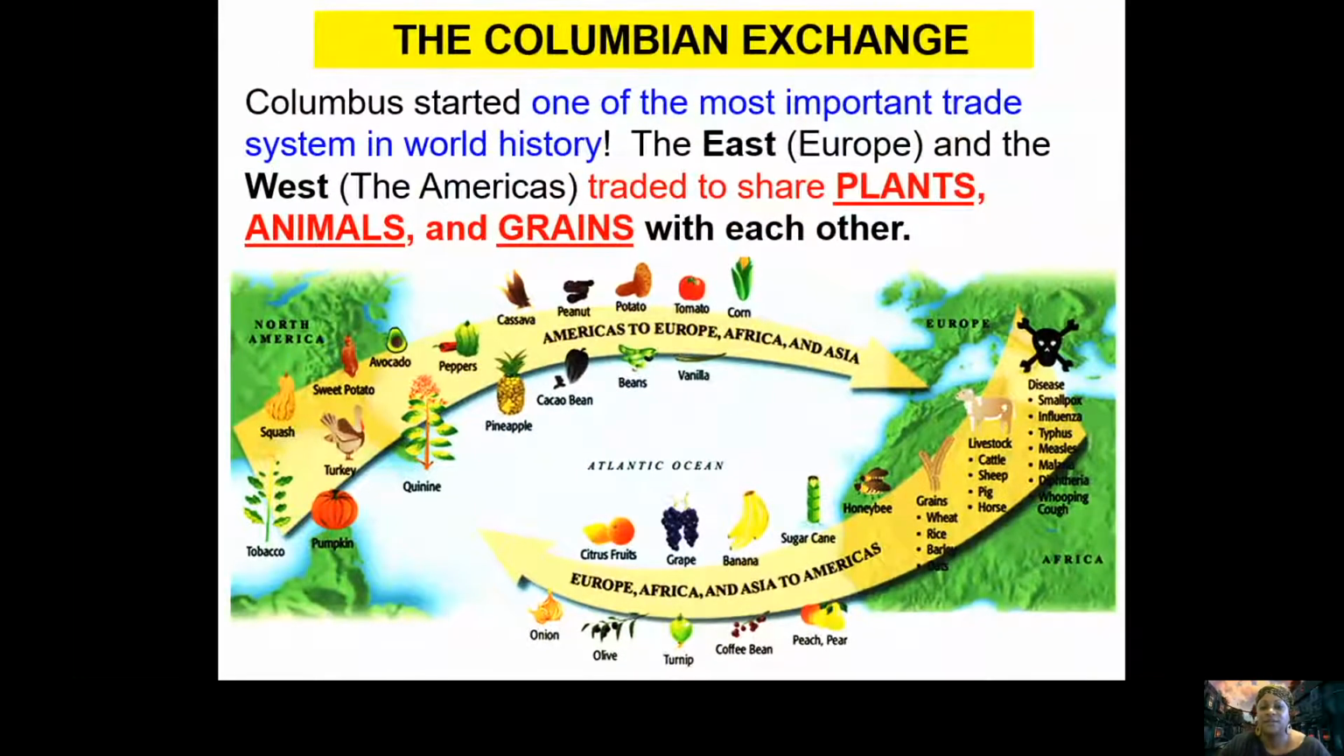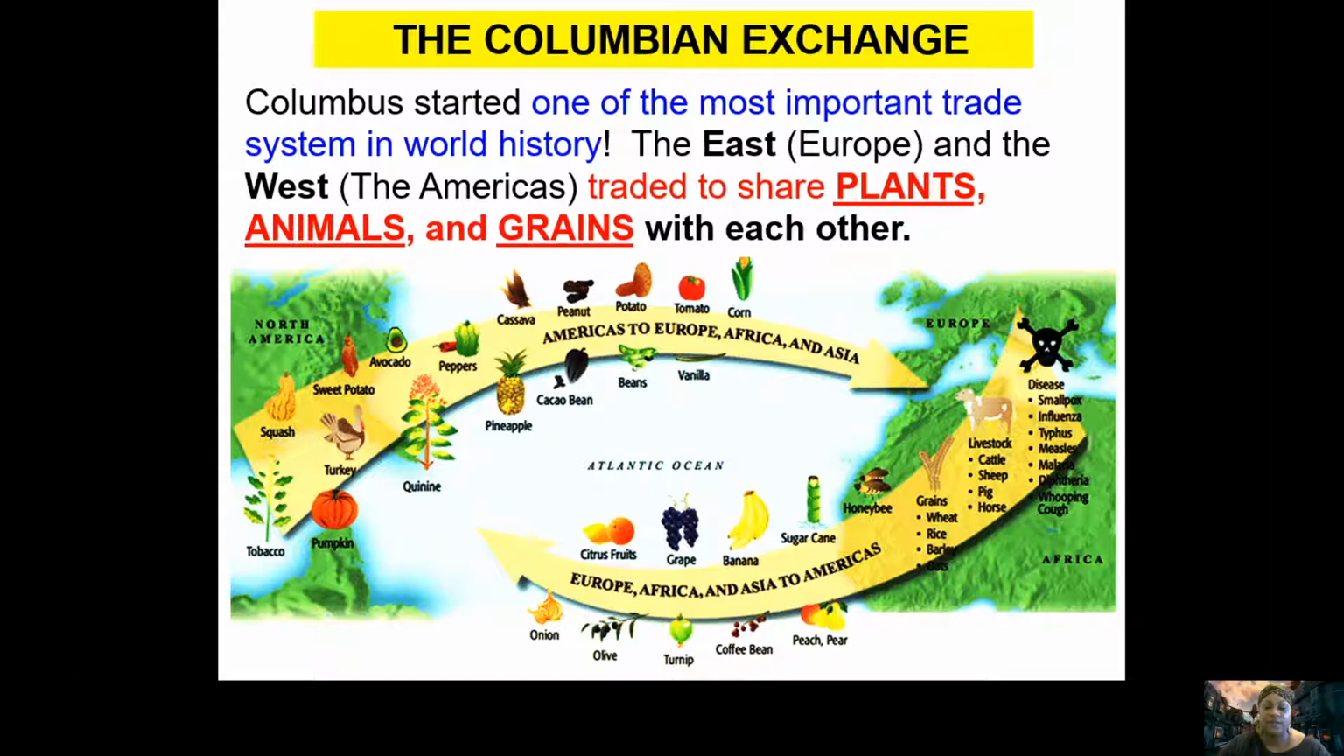See, Christopher Columbus sailed to the New World, and he started one of the most important trade systems in the entire world history. It was a trade of animals, grains, and plants between the Old World and the New World, between the East and the West, between Europe and the Americas.